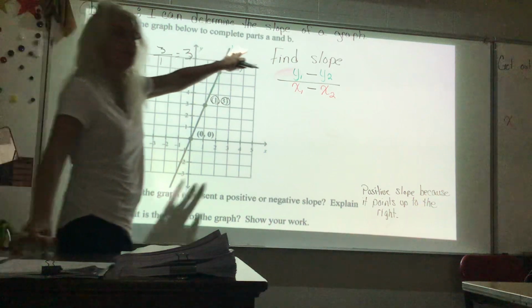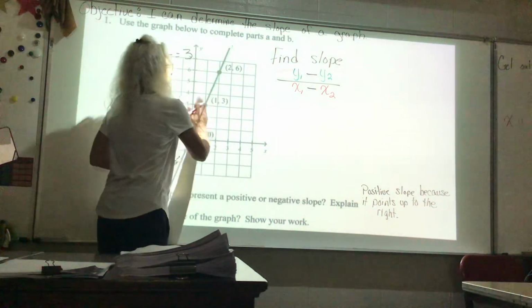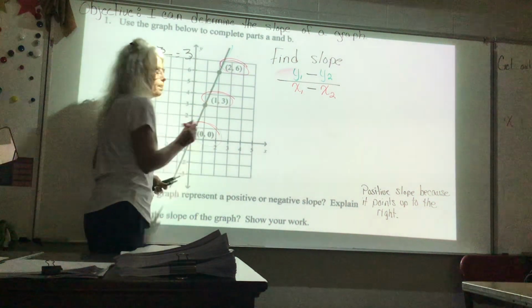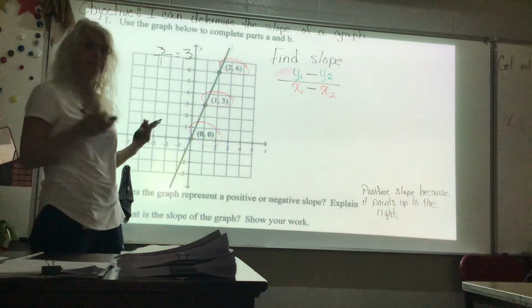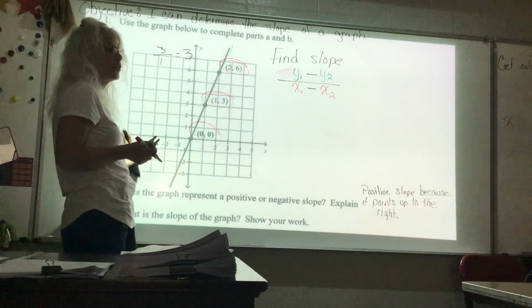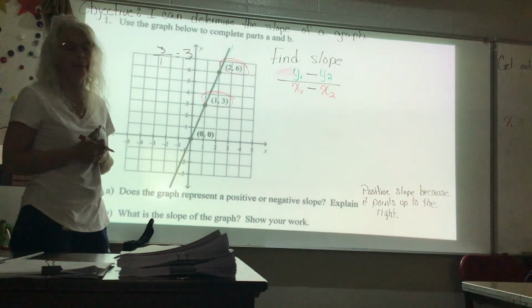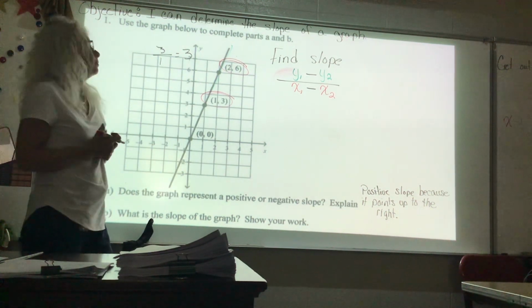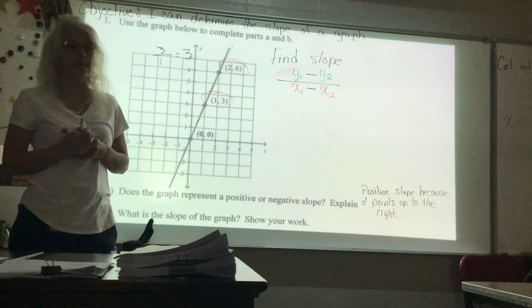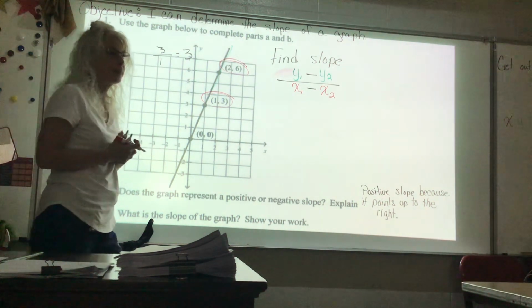In order to use this formula, do you see that I have 3 ordered pairs? Pick 2 of them. I don't care what 2 you pick. I'm going to pick those 2. You circle them on your paper. Circle them on your paper and then put your pencils down.